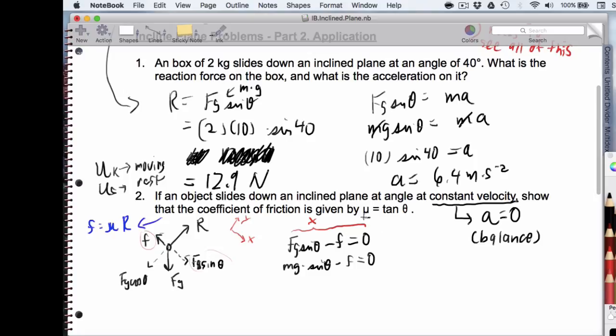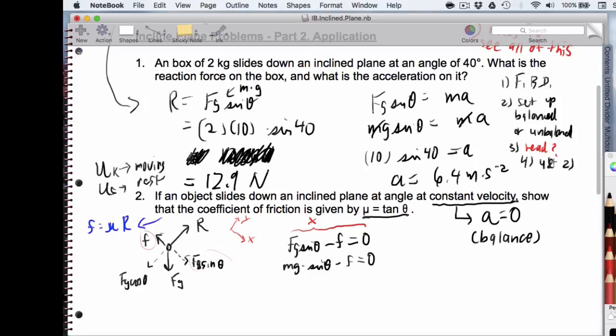Remember, our goal is to come up with a formula for mu. Don't let the phrasing of the question confuse you. We will always have the same approach to each problem. Number 1, free body diagram. Number 2, set up balanced and unbalanced forces. Then I'll read the question, and then I'll use the thing I did in step 2 to solve. These balanced and unbalanced equations are what I use to solve.